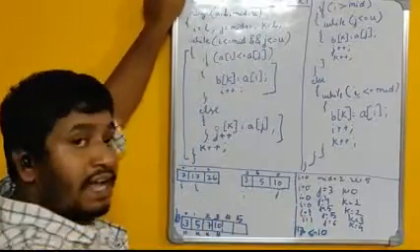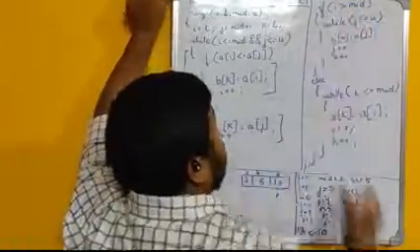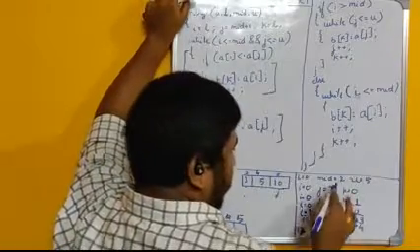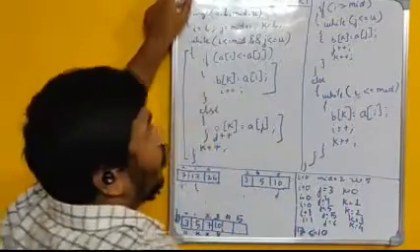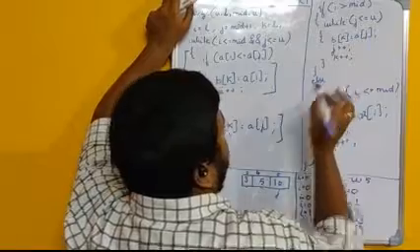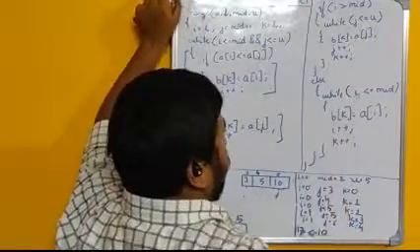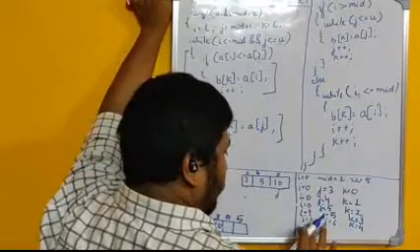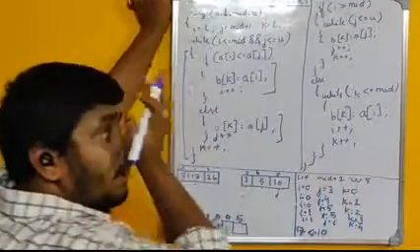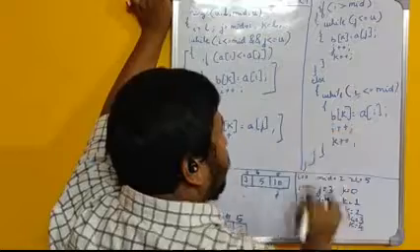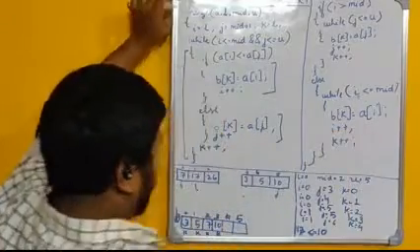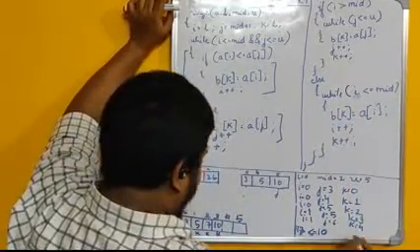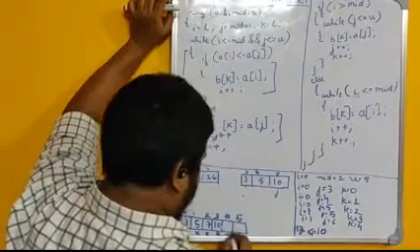Now we are only left with I. So now we are checking: is I greater than mid? No, the condition is false, so it will come to the else block. In the else block we check while I is less than or equal to mid. Yes, because I is equal to 1, mid is equal to 2. Now what we will do: B of k is equal to A of I. What is k now? K is 4, k is pointing here now.